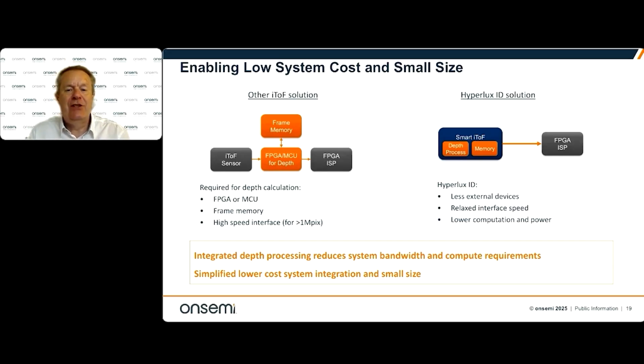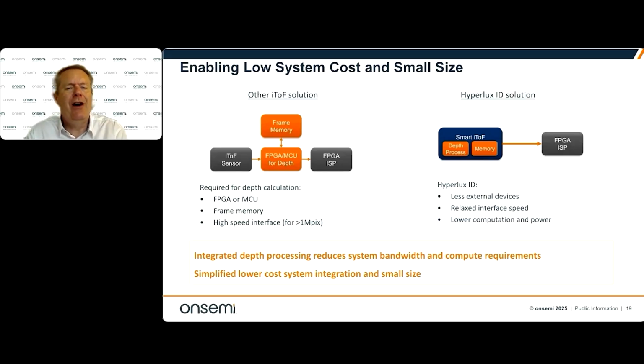Hyperlux ID has all of that depth calculation on the chip and has the in-pixel memory. So there's no need for a frame memory, so there's no need for that external memory. Has that low latency that I mentioned earlier, and combining that with the global shutter keeps that latency very low, and has all the depth processing on board. So less external devices, so a relaxed interface speed, and low computational power. So really you're keeping that system cost very low, you're keeping the size small, and overall you're keeping that latency very small as well.